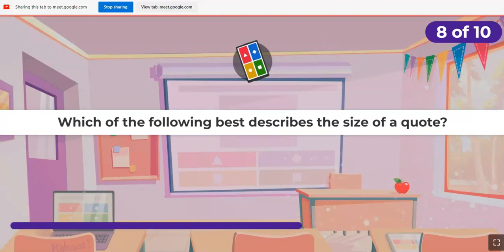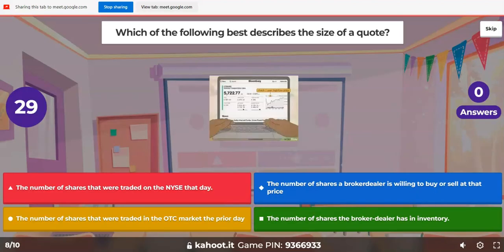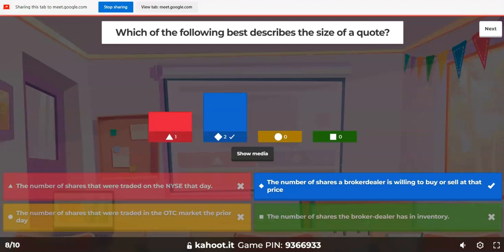Which of the following best describes the size of a quote? A, the number of shares that were traded on the NYSE that day. B, the number of shares that were available on a buy or sell at that price. C, the number of shares that were traded in the OTC market the prior day. Or D, the number of shares that were... That's it. Yes, the number of shares a broker deals when a buy or sell.